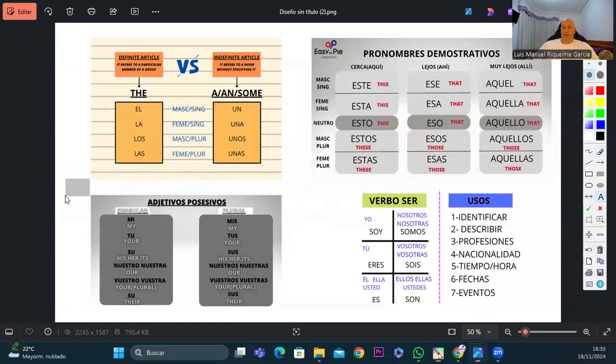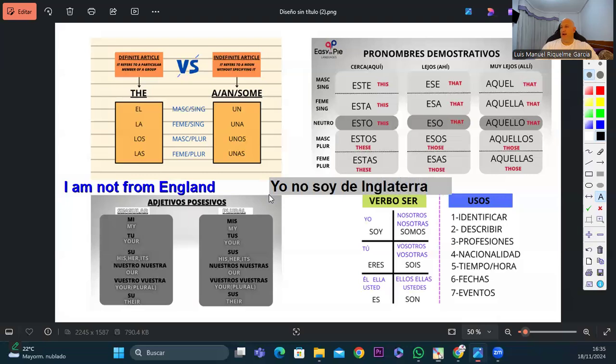Well, if that's not true for me, I'm not from England, so I am not from England. Remember that for not, we say no, and we always say no before the verb. So I am not is yo no soy. Yo no soy de Inglaterra. I am not from England.